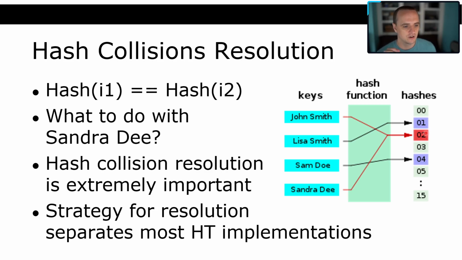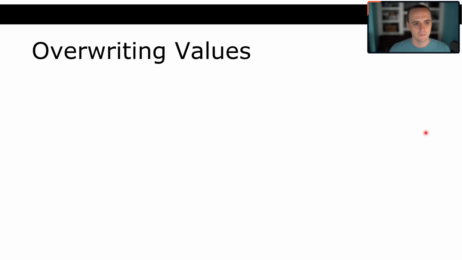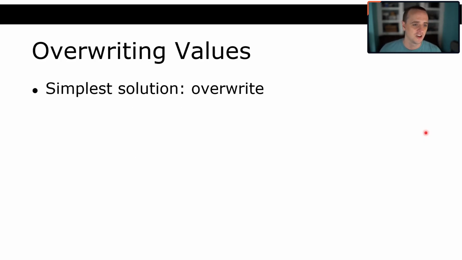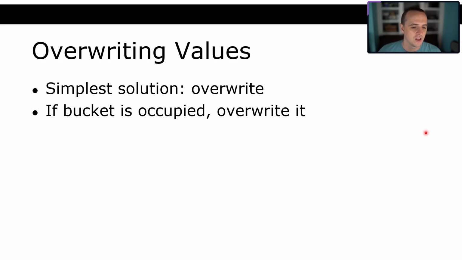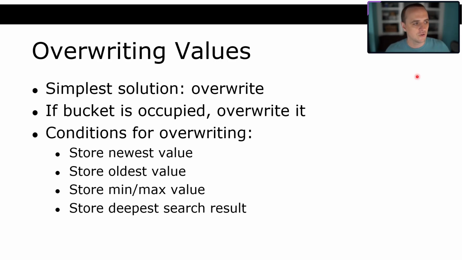The strategy for resolution separates most hash table implementations, okay? So different types of hash tables are going to have different ways of resolving what we do when we get a hash collision. The simplest possible solution is just to overwrite the value. Sorry, John Smith, Sandra D wants her number in here. She's going to overwrite you. So if the bucket is occupied, overwrite it. How do we overwrite it? Well, there's multiple strategies for that.